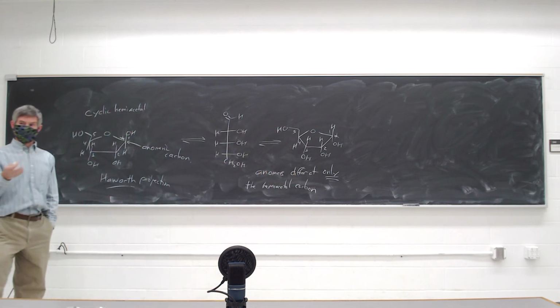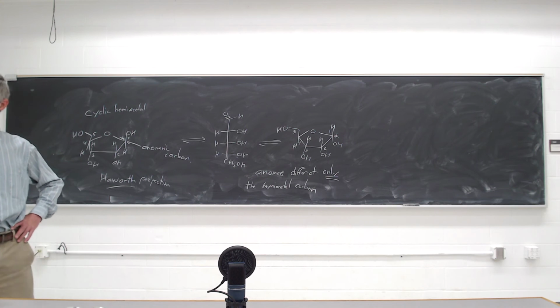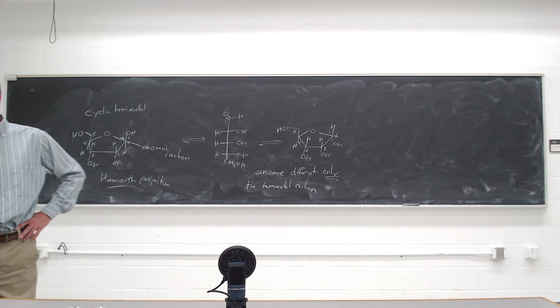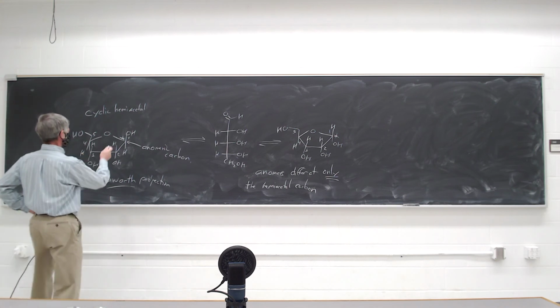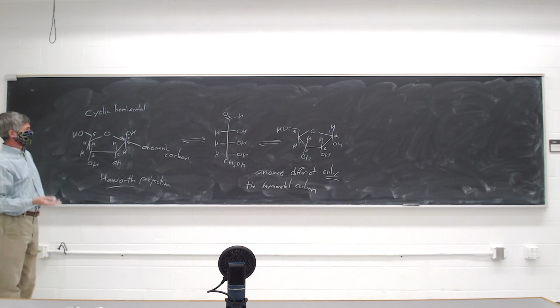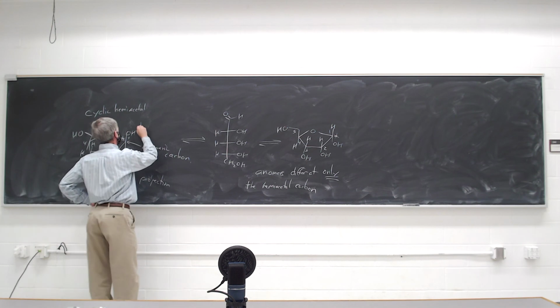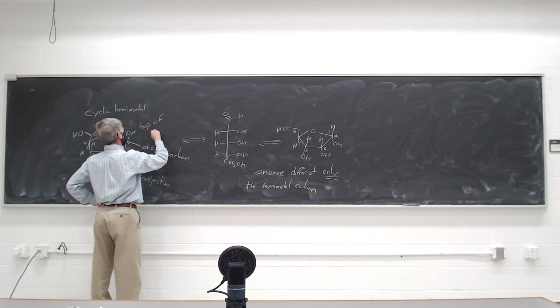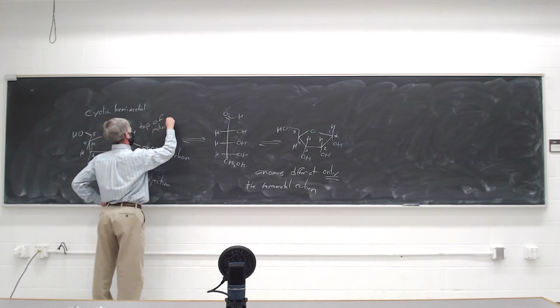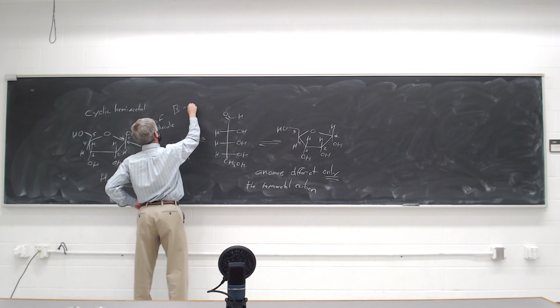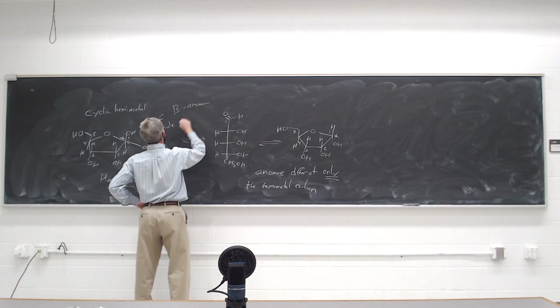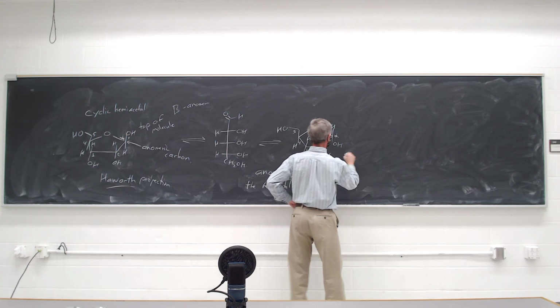So if the one chiral center that's different is the carbon that used to be the aldehyde, that's the anomeric carbon, and those are two anomers. The one where the OH group is on the top of the molecule is the beta anomer, and the one where it's on the bottom of the molecule is the alpha anomer.